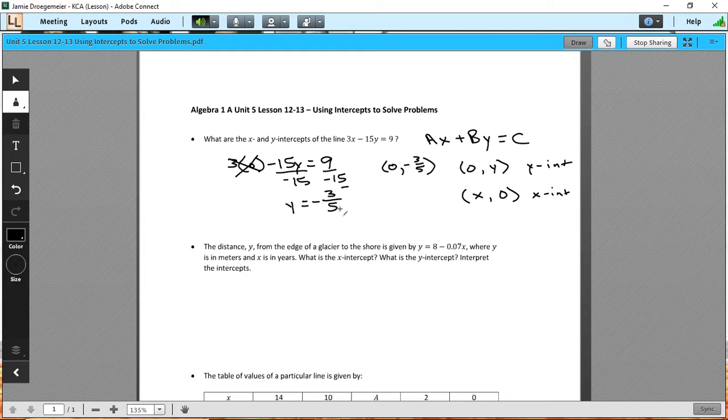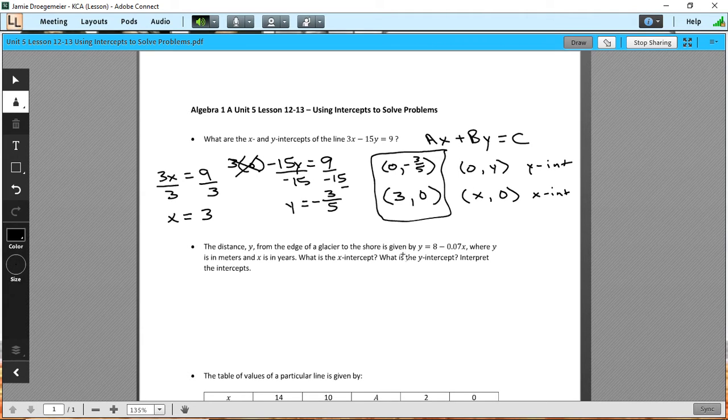We're going to do the same thing to find the x-intercept, except instead of plugging in 0 for x, we're going to plug in 0 for y. Notice that's going to zero out the y term, since negative 15 times 0 is just 0. So we would be left with 3x equals 9. Divide each side by 3, and we get that x equals 3. So our x-intercept is going to be at the point 3, 0. Those are our x and y intercepts. In that problem, we were just identifying what the x and y intercepts would be.